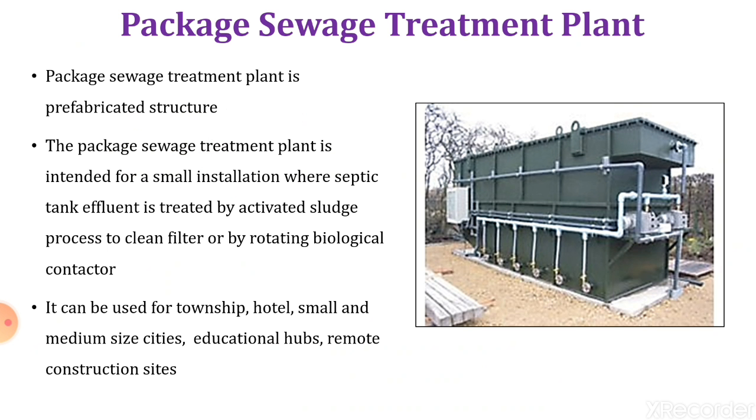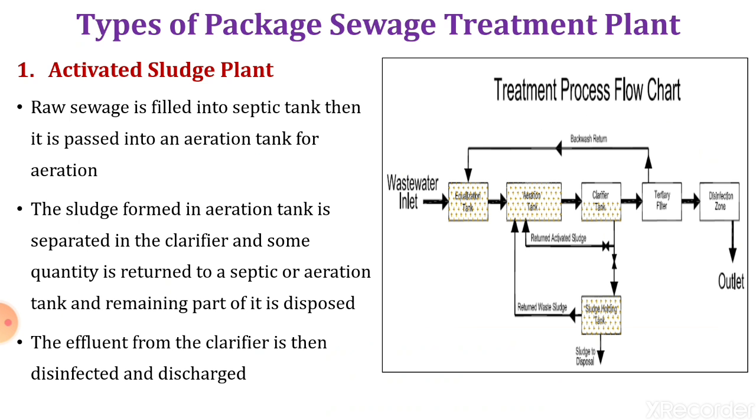Package sewage treatment plant is a prefabricated structure, as you can see in the figure. It is intended for small installations where the septic tank effluent is treated by the activated sludge process, trickling filter, or by rotating biological contactor. It can be used for township, hotel, small and medium size cities, educational hub, remote construction site, etc. So, in one single unit, all the treatments are carried out.